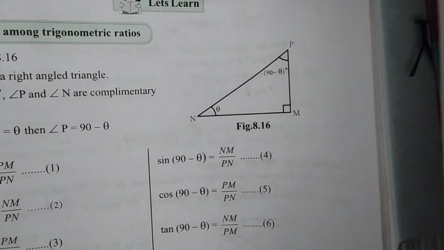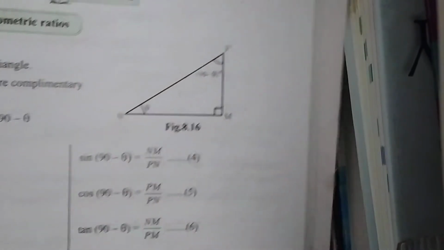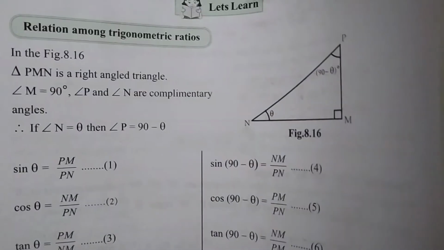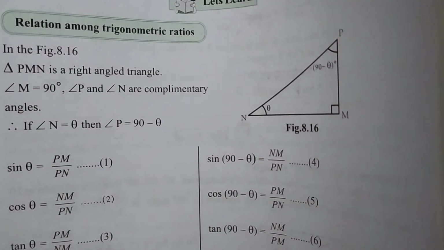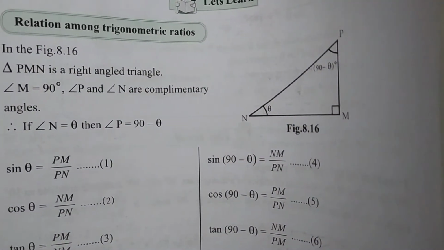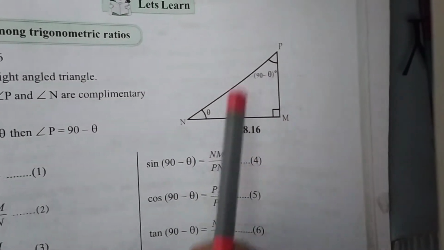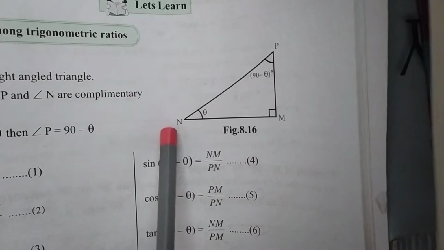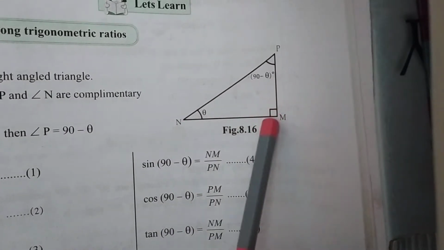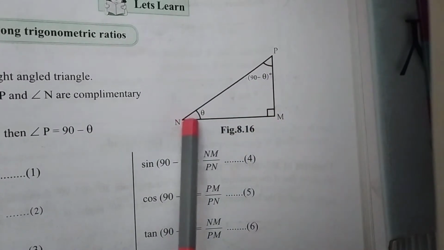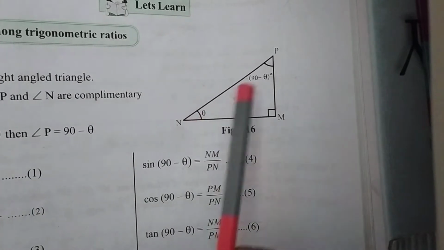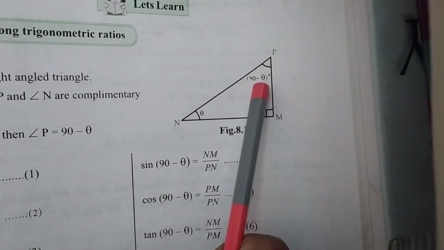Hello children, we begin with the next topic, relation among trigonometric ratios. Please take page number 105 of your textbook. Now here, look at figure 8.16. You have triangle PMN. Now here, angle M is 90 degrees. Let's consider angle N to be theta. Therefore, angle P becomes 90 minus theta.